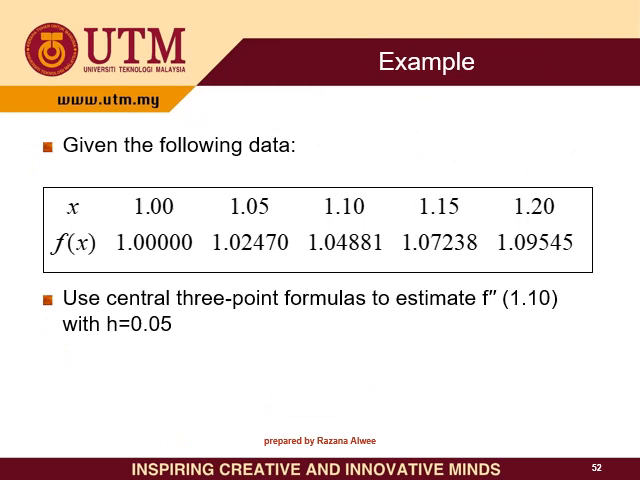All right, so here's the question, same here, we don't have our f(x). Use central 3-point formulas to estimate the second derivative at point 1.10 with h 0.05. So this is 1.10. As this is a central 3-point, we use central 3 points for the second derivative here. So we need to use 1.10, the one before 1.05 and 1.15.